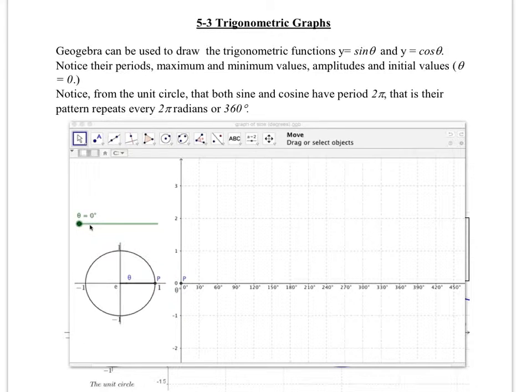What we have here in this window is a video from GeoGebra, and what's going to happen is we're going to move this point here so that we create an angle, and this angle is going to increase. As we watch the angle increase, we're going to take the y coordinate of the point on the unit circle, which is the sine of whatever the angle is, and plot it on this graph. Okay, so we'll do that now.